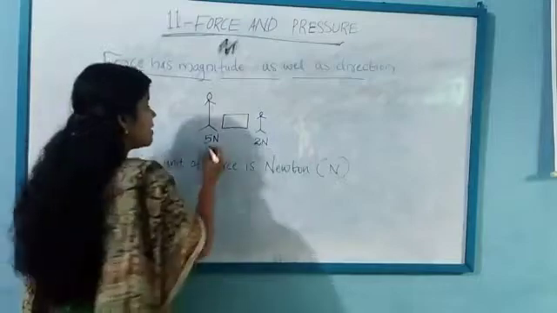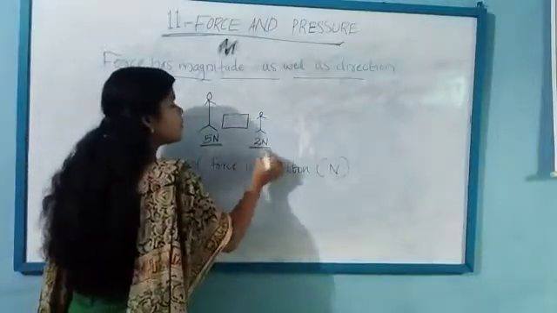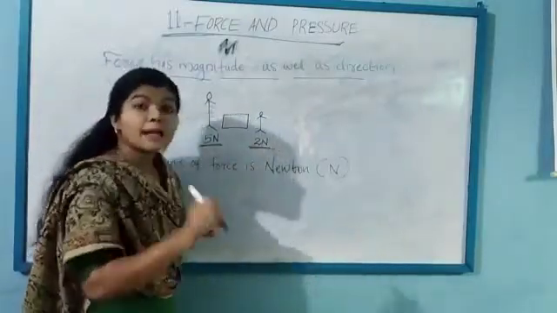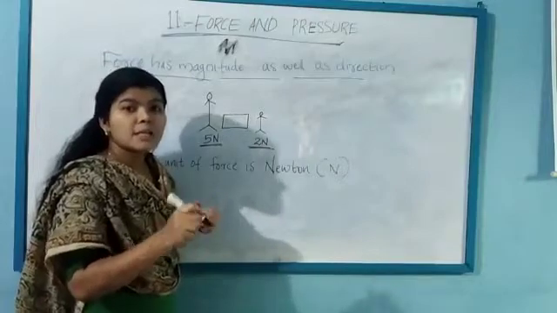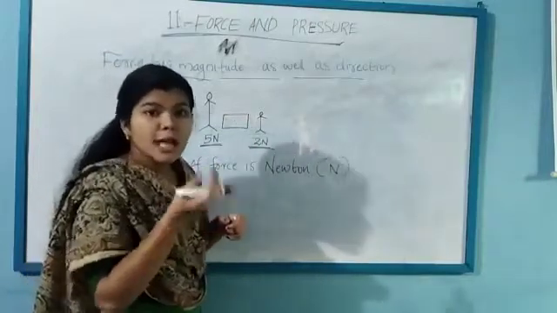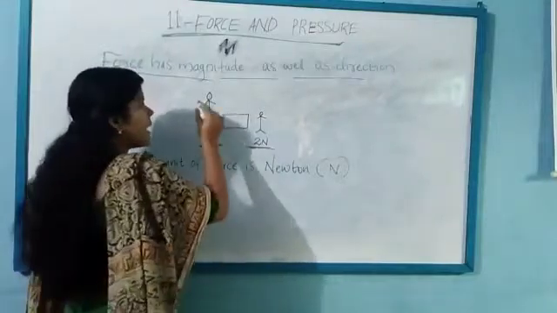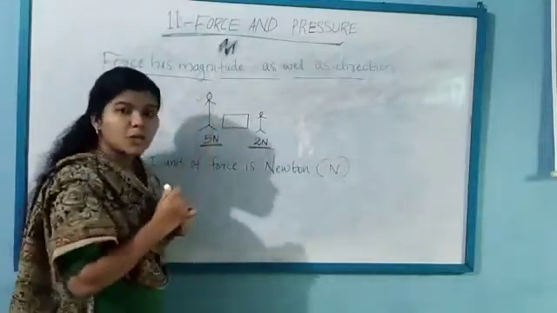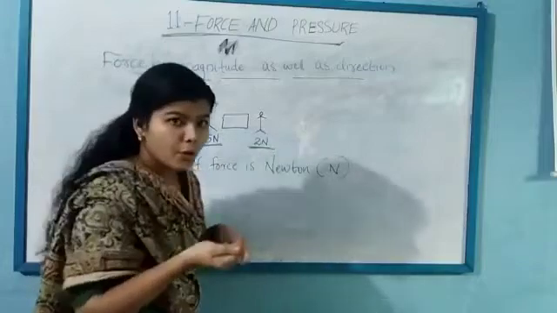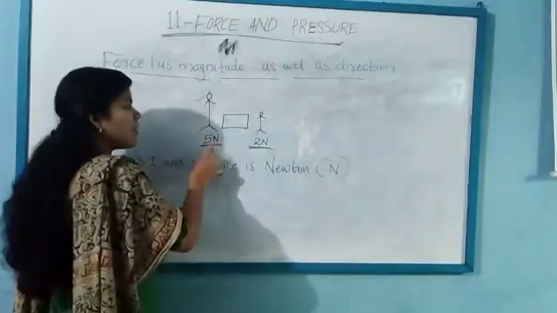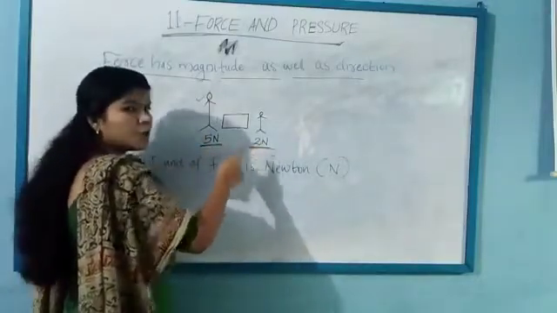Here, this 5 Newton and 2 Newton are the magnitude. Magnitude means the amount of force applied. Here, the largest amount of force applied is by the adult person. So, magnitude is the amount of force. Here, the magnitude is 5 Newton and 2 Newton.